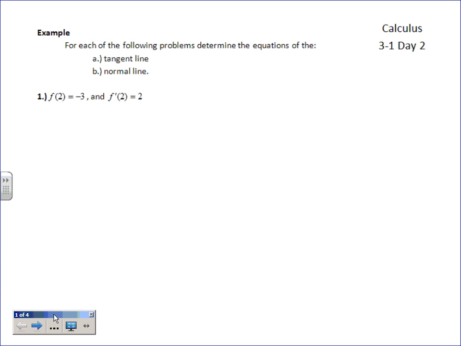Okay, 3-1, day 2. We're going to do two things. We're going to find a tangent line, which is really what we're looking for. And the normal line is basically just the perpendicular line if you want to change that wording. But I want you to know it if you see that wording. Normal line just means perpendicular.